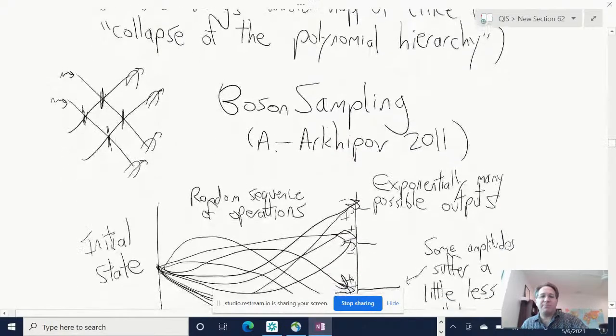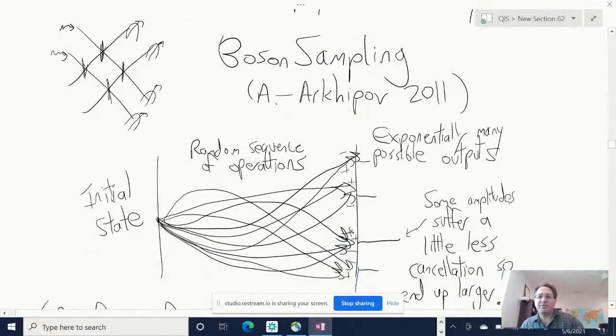An example of such a proposal was what my student Alex Arkhipov and I called boson sampling. This is where you just generate some photons, you send them through a sequence of beam splitters, and then you just measure where all of the photons ended up.